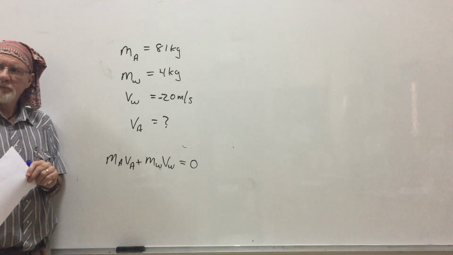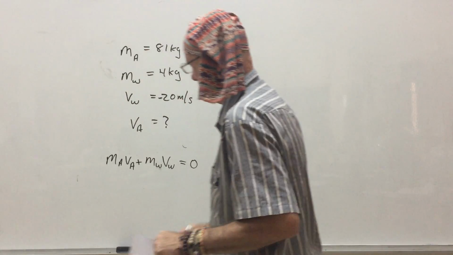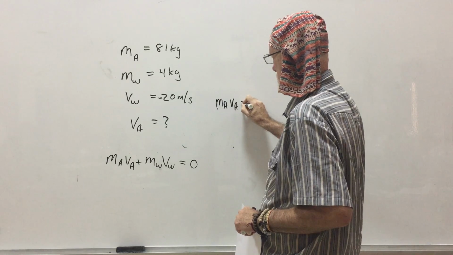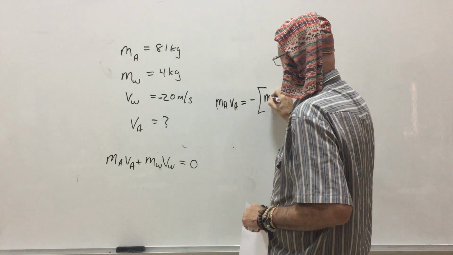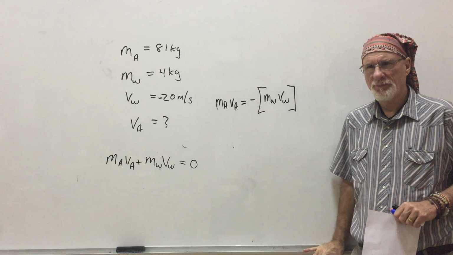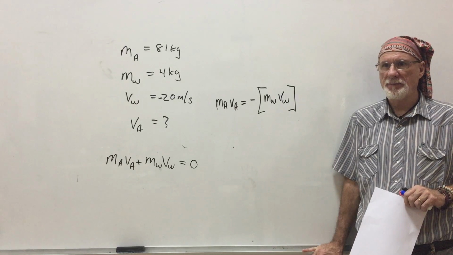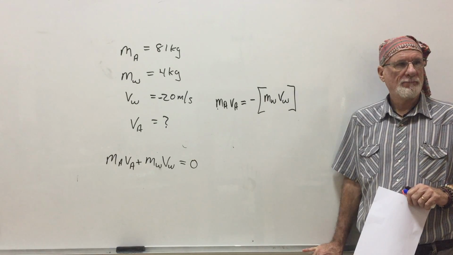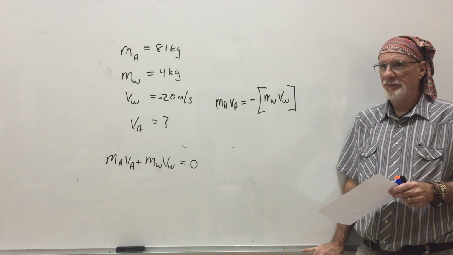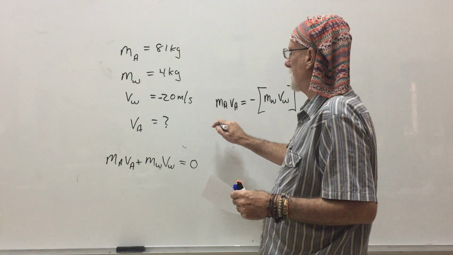You write the number. 81 times. So are you suggesting then that the mass of the astronaut times the velocity of the astronaut is going to equal negative the mass of the wrench times the velocity of the wrench? Is that what you're saying? Looks like that's what you have. Yes? So we'll plug in the values that we have? Yes. Is that what you want to do? Okay. So then, what is the mass of the astronaut?